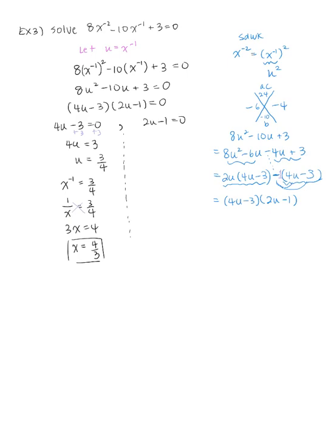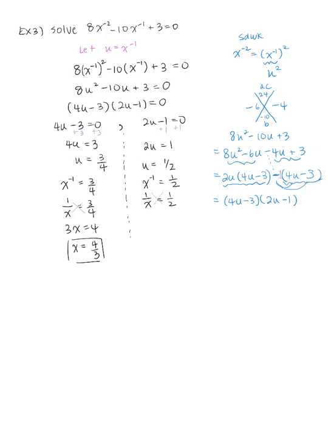Alright, now let's work on 2u minus 1 equals 0. So I'm going to add 1 to both sides to get 2u equals 1. Dividing by 2, u equals 1/2. But u was x to the negative 1. So I'm going to rewrite it as x to the negative 1 equals 1/2, and I'm going to rewrite x to the negative 1 as 1 over x equals 1/2.